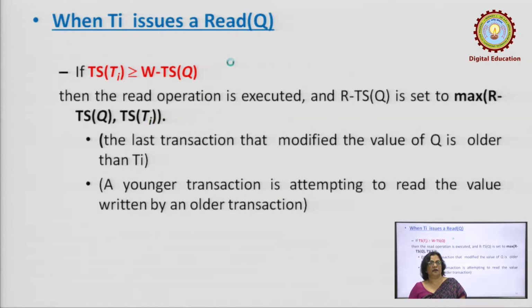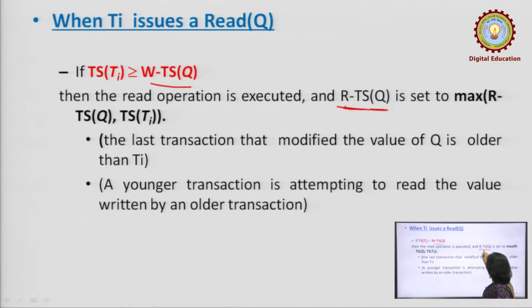The second case that can happen when Ti issues a read Q is that TS of Ti is greater than or equal to the write timestamp of Q, which means a newer transaction is attempting to write the value of Q. So, in this case the read is permitted and the read timestamp of Q is set to the maximum of the read timestamp of Q or the timestamp of the transaction.